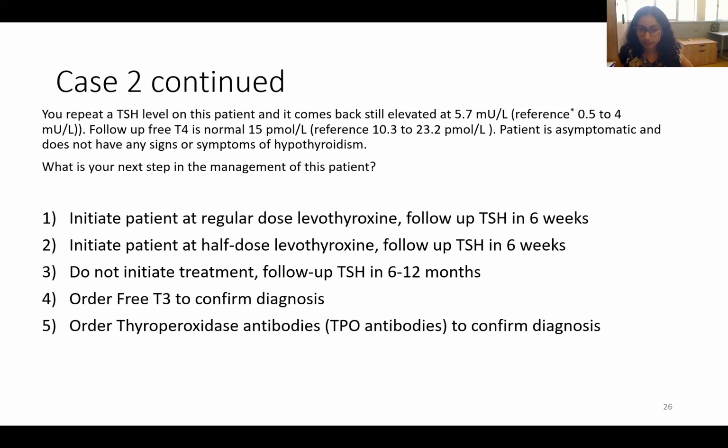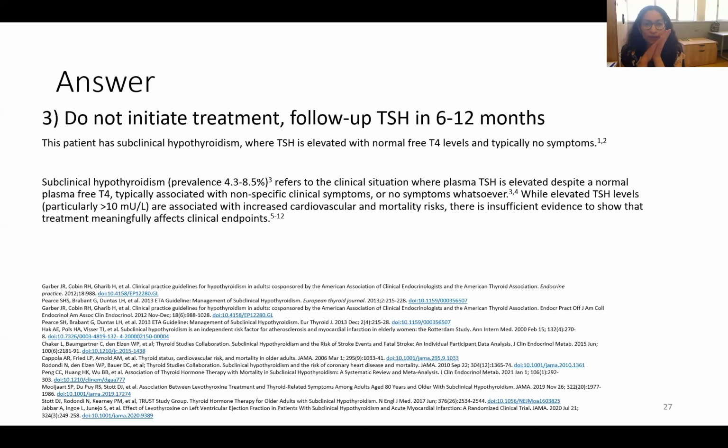Do you initiate levothyroxine with follow-up TSH? Do you initiate a lower dose of levothyroxine with follow-up TSH? You don't initiate any treatment, but follow up the TSH in 6 to 12 months. You order free T3, or you order the TPO antibodies to confirm the diagnosis. Again, very, very tempting options here. So what I would do is probably nothing, and then follow up the TSH in 6 to 12 months.